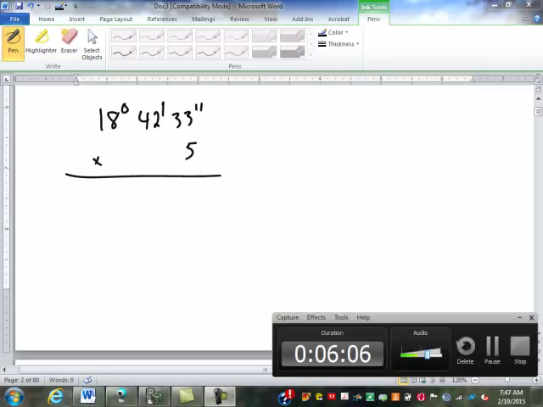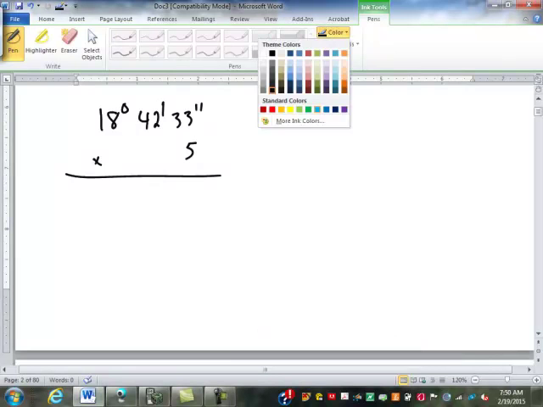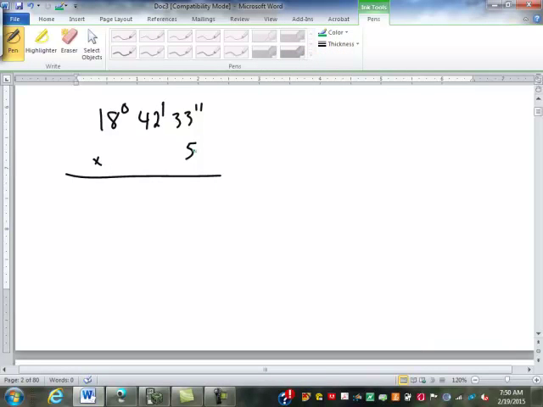Let's try that one. Let's discuss this one. So, 33 times 5 is 165. We're going to have to take out more than 1 minute here. How many are we going to get out of there? 2. We take out 120. It'd be 2 minutes, leaving us with 45 seconds.